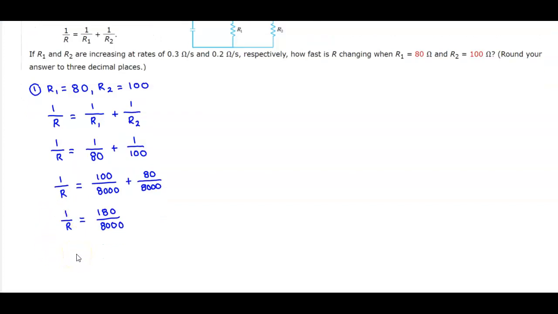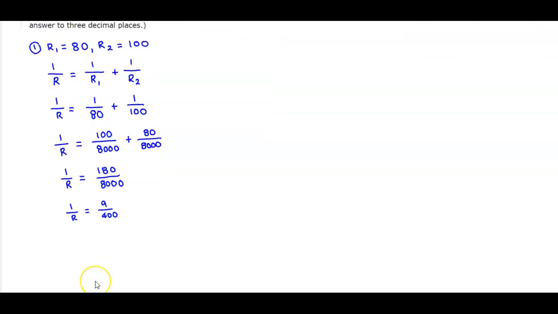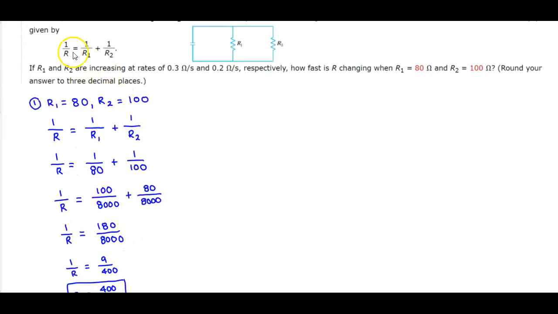Okay, let's reduce this. So we have 1 over R equals 9 over 400. And in order to solve for R, we take the reciprocal. So R is going to equal 400 over 9. Okay, so now that we found out what R is, what we need to do is differentiate this formula.